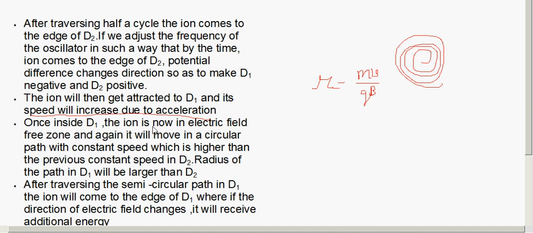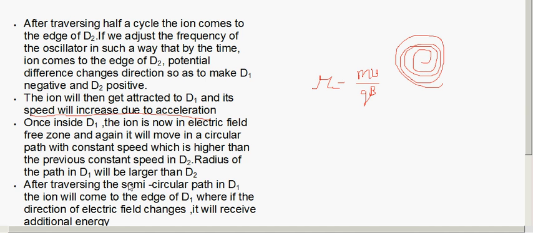Once inside D1, the ion is now in an electric field free zone. So we know inside the D there is only magnetic field, and hence there is no acceleration inside the D. Inside D only magnetic field is acting, and it makes the particle move in a circular path. No acceleration, no change in the speed inside the D. So inside D it is an electric field free zone, and again it will move in a circular path with constant speed which is higher than the previous constant speed in D2. So the speed has now increased.